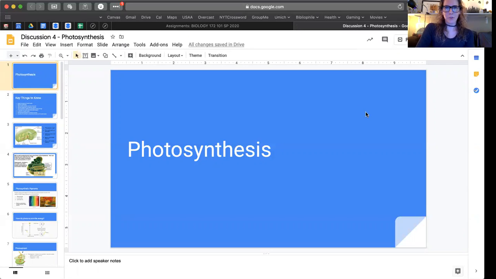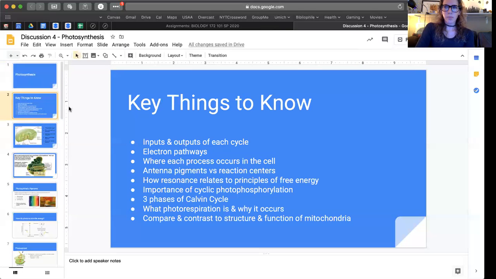We're going to be talking about photosynthesis, particularly the light reactions as well as the Calvin cycle that makes up the main components of photosynthesis. So the first thing that I wanted to go over is the key objectives of what we're trying to take away from this discussion section today.